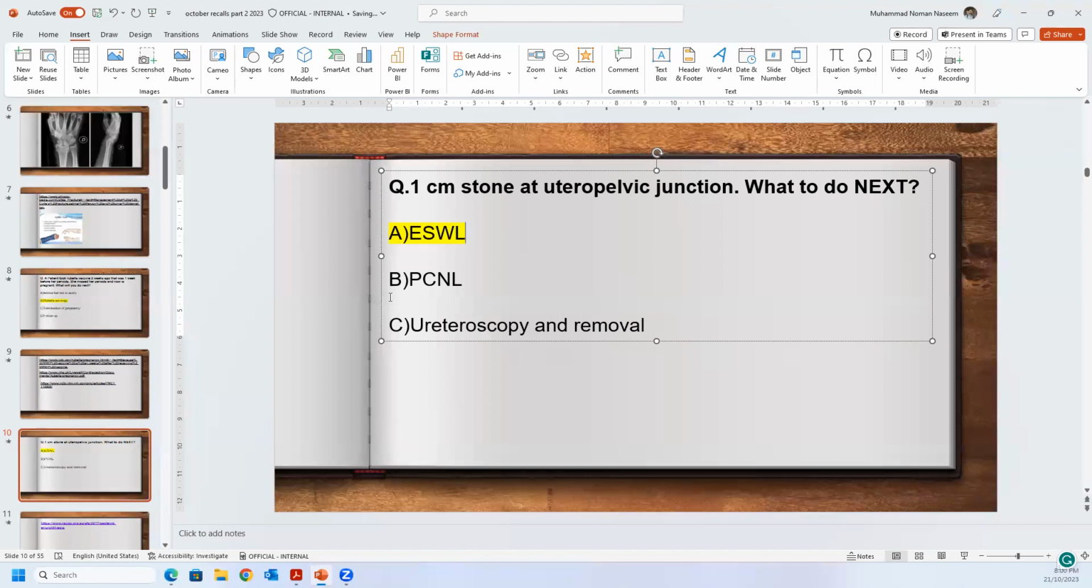If it is more than 1 centimeter, what will you do then? If it is more than 1 centimeter, very good. A stone of more than 1 centimeter usually is not broken down with lithotripsy. So you have to remove it by percutaneous nephrolithotomy. And if there are stones anywhere in the ureter, then you can either use the external shockwave lithotripsy, or you can remove it with the ureteroscopic Dormia basket removal.